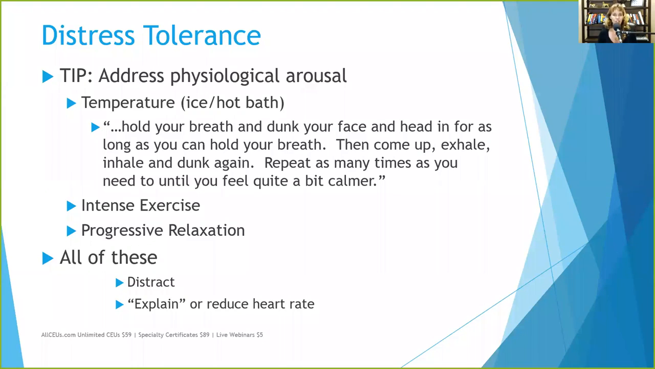There are lots of worksheets online for DBT, but the acronyms we're going to hit here are some of the highlights that it's going to be important for you to remember. TIP: temperature. So you're tipping your physiological balance. Now, temperature, I'm not necessarily advocating for this. You don't want to do it if you've got a heart condition.